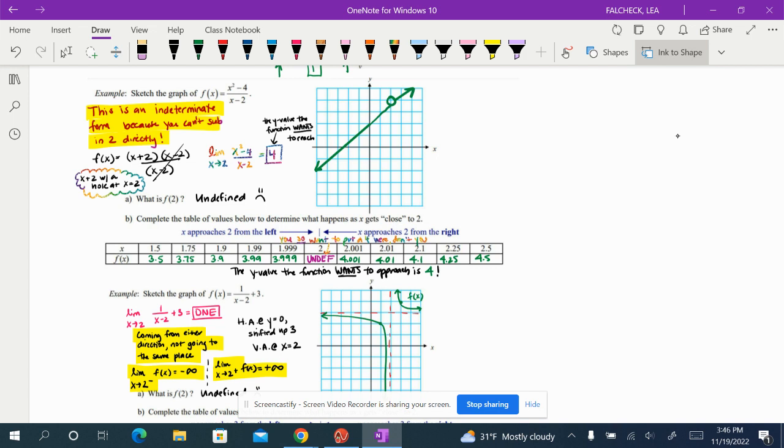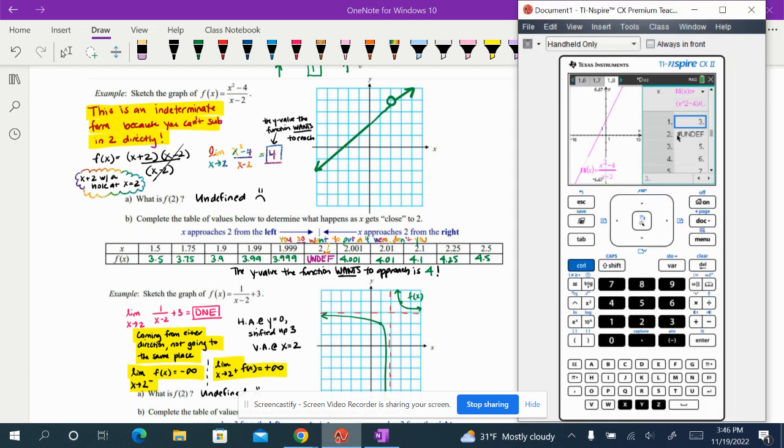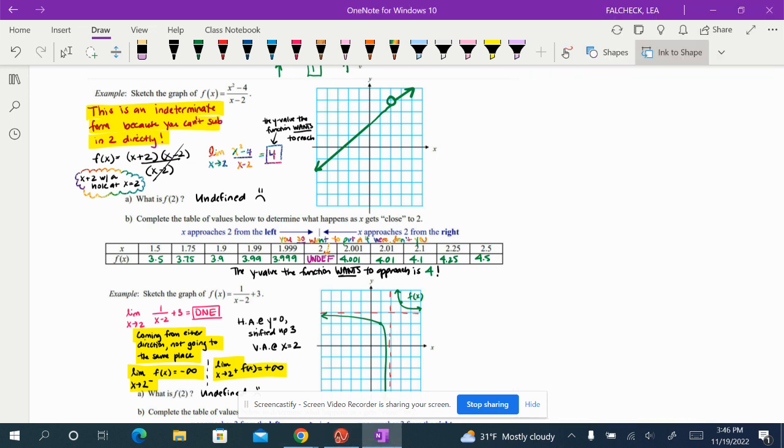So what is f of 2? Well, f of 2 is undefined because it would make the denominator 0. But if we completed a table of values to see what was happening as x gets really close to 2, you would see that as we get closer and closer to an x value of 2 coming in from the left, right? So as we're coming in from this side, the function wants to approach a y value of 4.